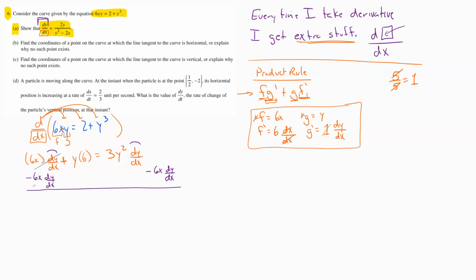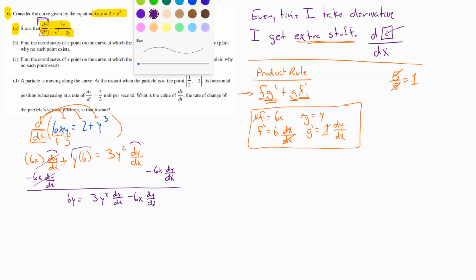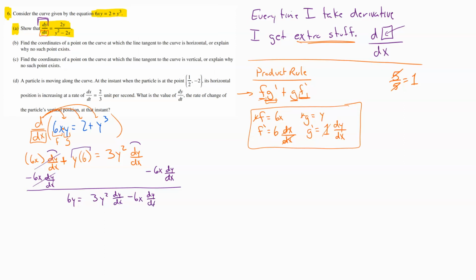Working our way through that, that stuff would cancel out. I'm going to go ahead and rewrite that to make more sense. That would just be 6y is how we're more comfortable seeing that. And then we get 3y squared dy dx minus 6x dy dx. The reason we do this move every single time is because now that everybody on this one side has a dy dx in it, I can factor a dy dx out of everybody. I can pull a dy dx to the front.